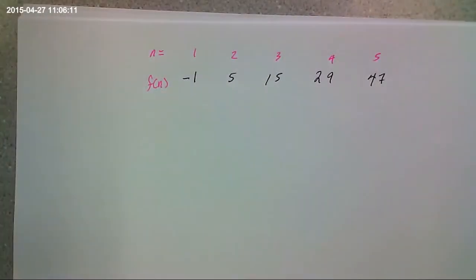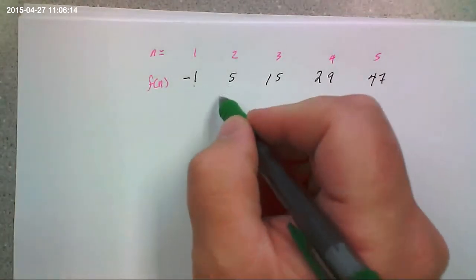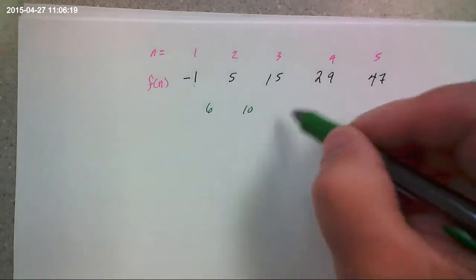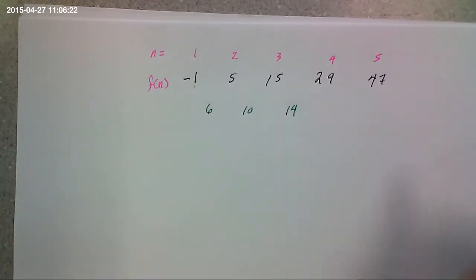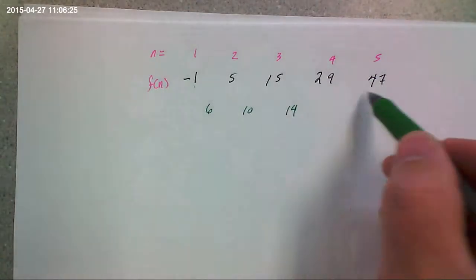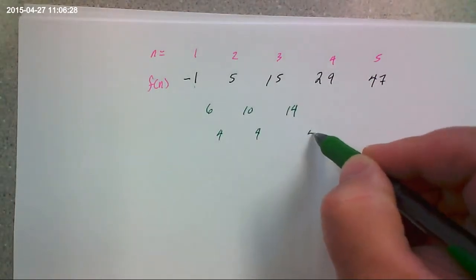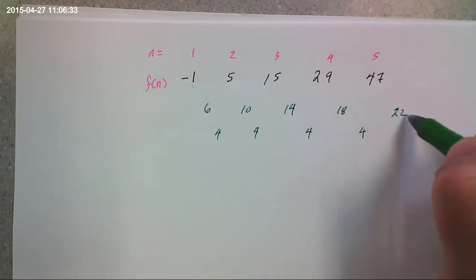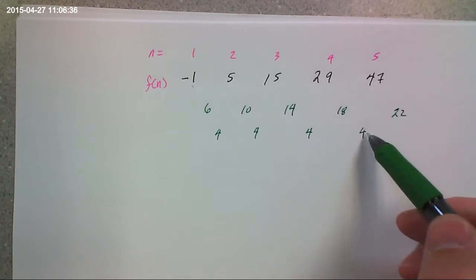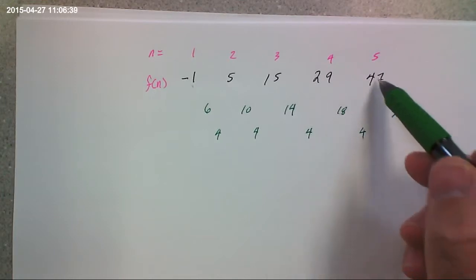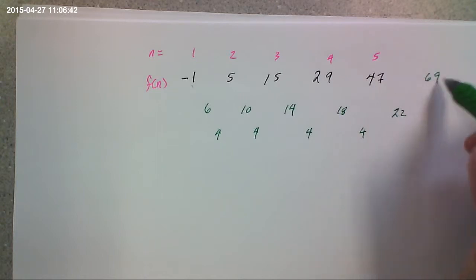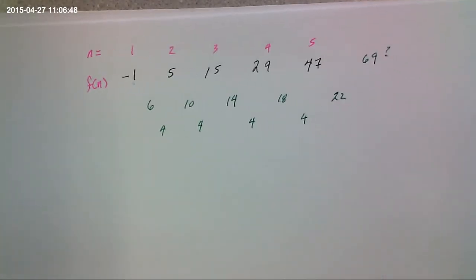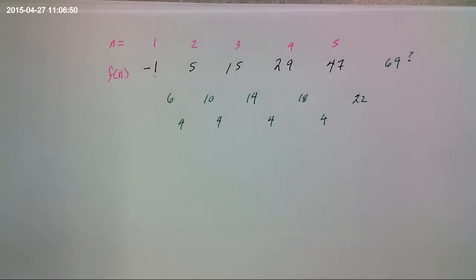Looking at the differences, the first difference from negative 1 to positive 5 is 6. And then it's a difference of 10. And then it's a difference of 14. This might get mixed up in your head. It's 18, but see, check this out. The second difference is 4. So it's going to go up by 4, and the next difference right here would be 22. So this one, I'm guessing, would be 69, because 47 plus 22 is 69. That's not given to me in the problem, but I'm guessing that's how it works.